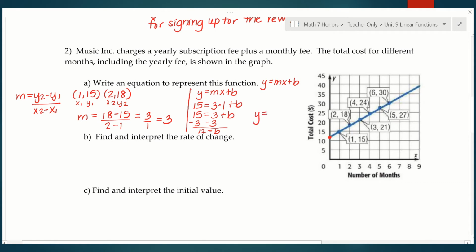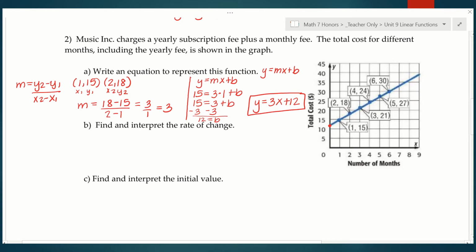Now that I have the 2 pieces I need to write the equation, I can do it. So y equals 3x plus 12 is my equation of the line. Okay, so you've done the hard part. Now part B says find and interpret the rate of change. All right, well, rate of change is slope. We've already found the slope.